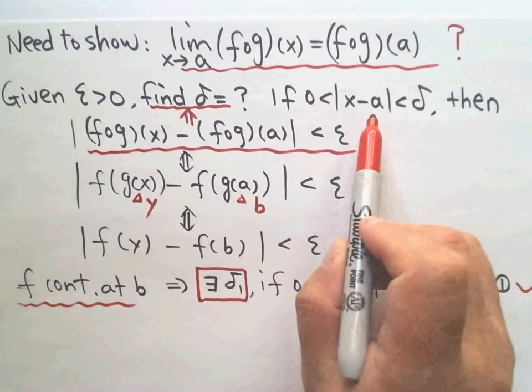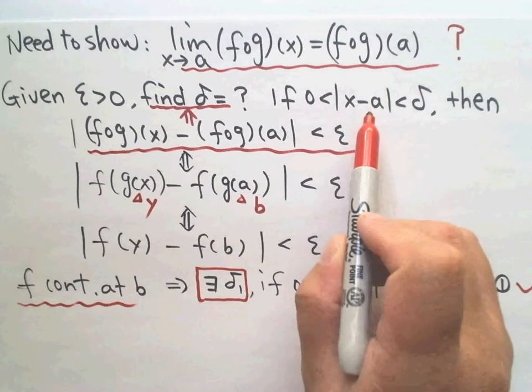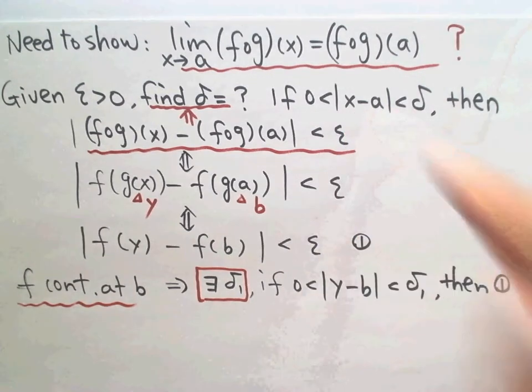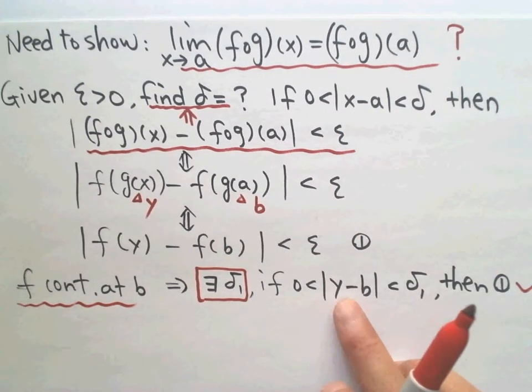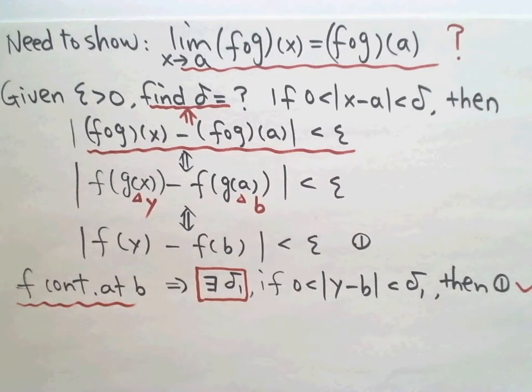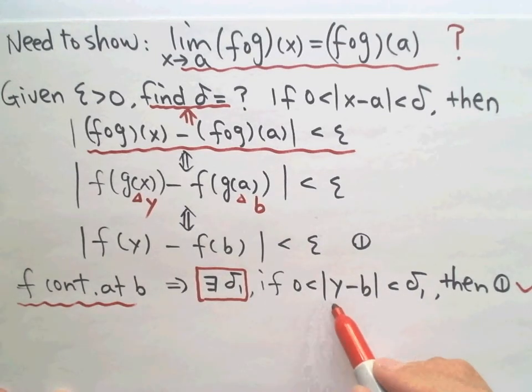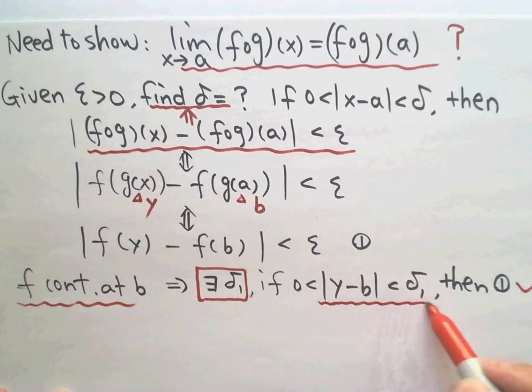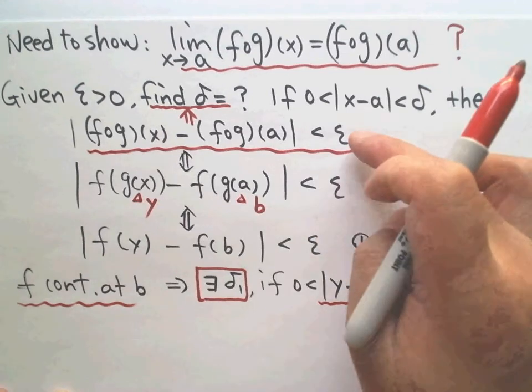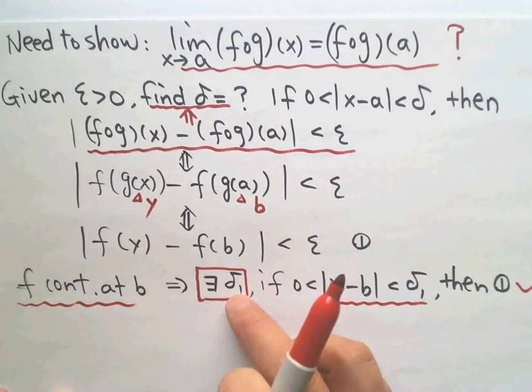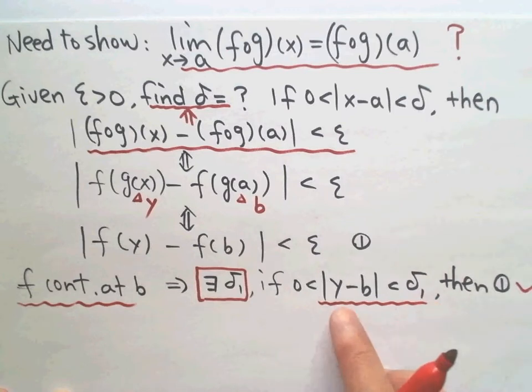We need the delta. Delta is the neighborhood of a. So we link it to the neighborhood of x of a, but this time it is not x, it is still y. One more step, let's explore a little bit. Which one do we need? Think about this part. Given epsilon, we know delta 1. Delta 1 is a number. What is this? Think about it. And this is what we need.